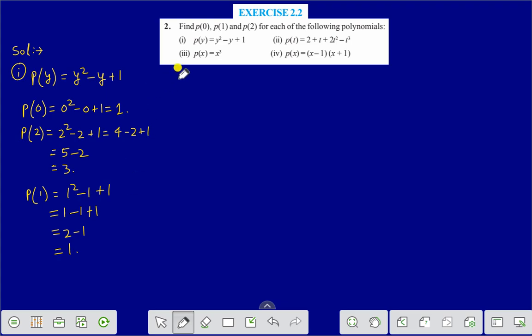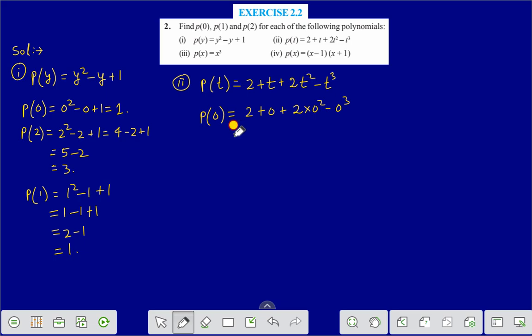Now question number 2. P(t) is given as 2 plus t plus 2t square minus t cube. First we'll find the value of P0. That means we have to put the value 0 at t. 2 plus 0 plus 2 into 0 square minus 0 cube.